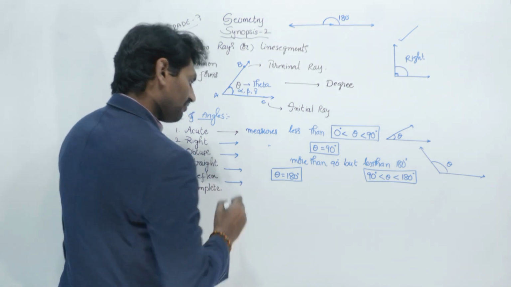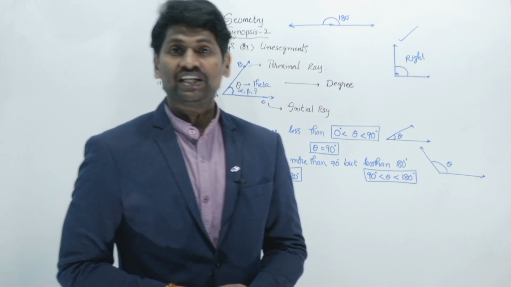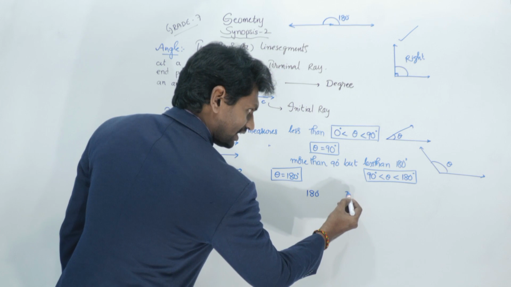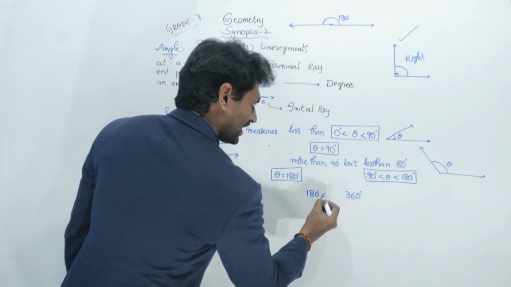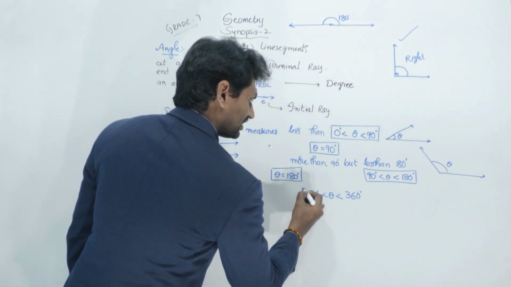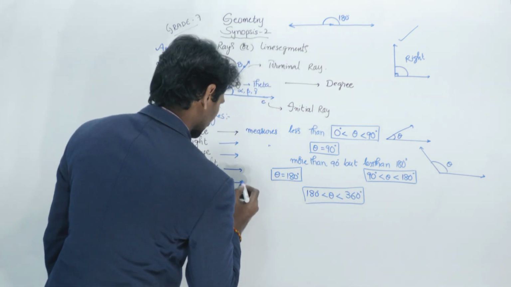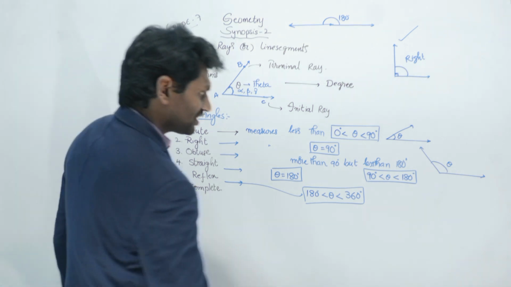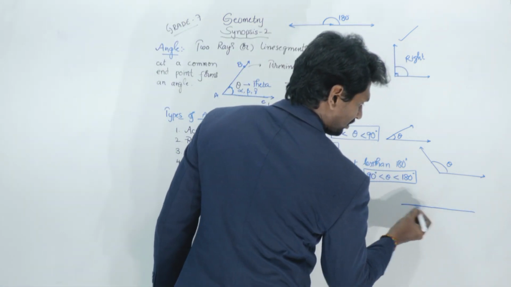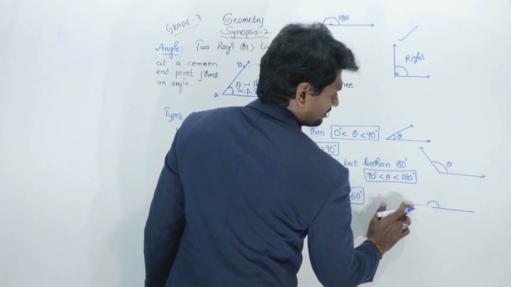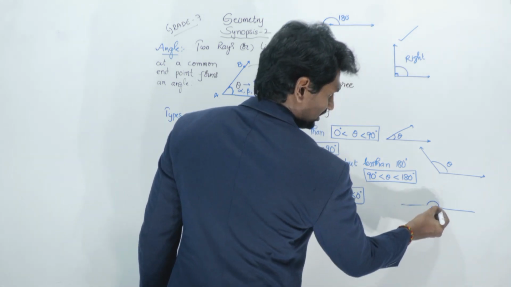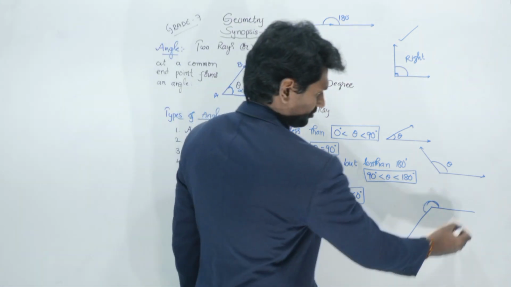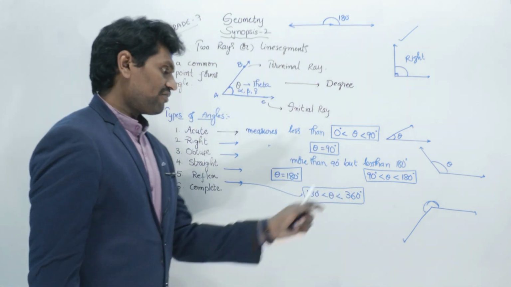Now reflex angle. Reflex angle is nothing but more than 180 but less than 360. Simply, it lies between 180 and 360. This is a reflex angle. Okay? An angle which measures more than 180. So this is 180 degrees, but the angle is more than this, like this. It is crossing 180 degrees and more than that, like a huge angle. So this is a reflex angle.